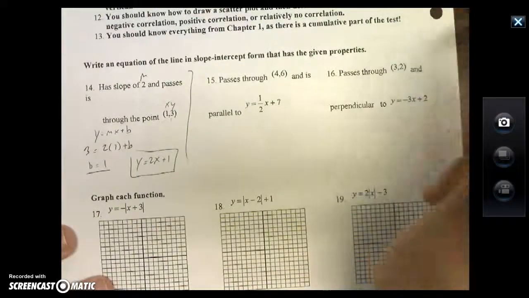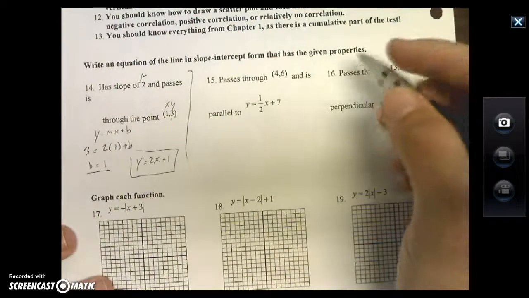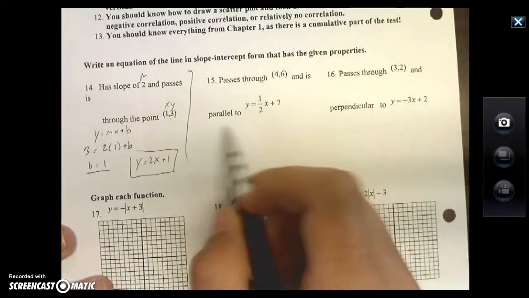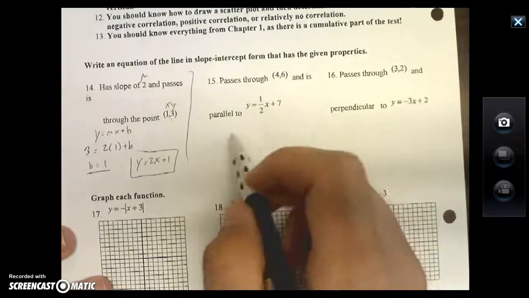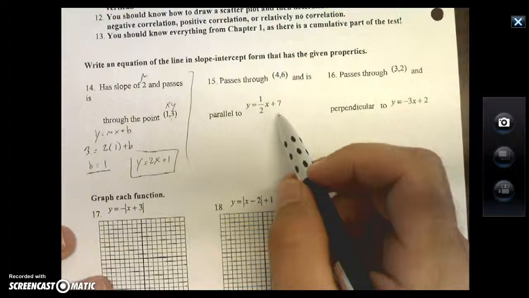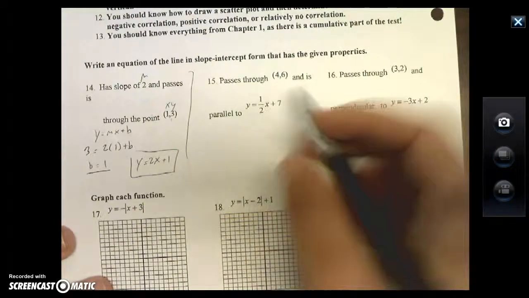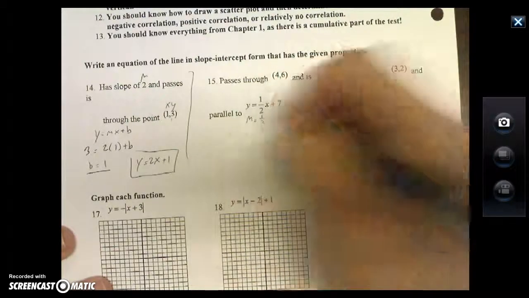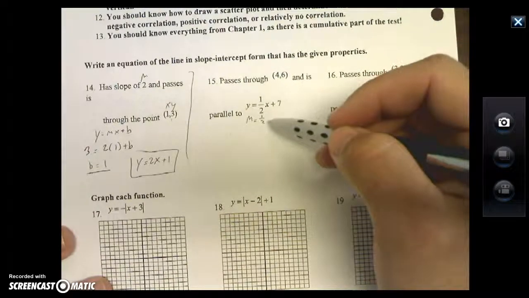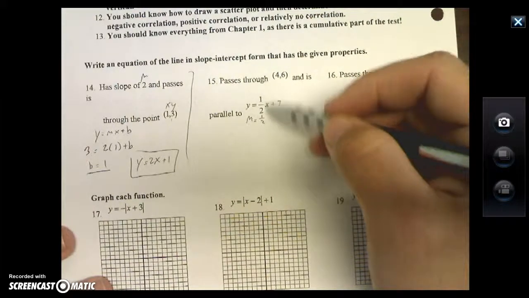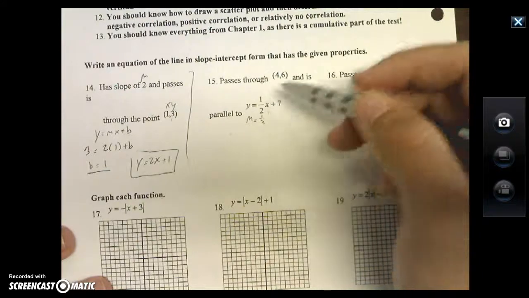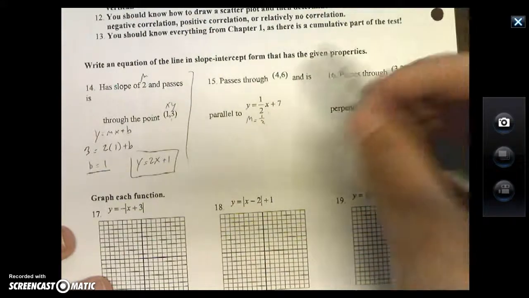15: passes through (4, 6) and is parallel to y = 1/2 x + 7. These two concepts here are really important. You learned them last year in geometry. Parallel slope. If I look at this equation or line, the slope is 1/2. Well, parallel slope is exactly the same. So our slope is 1/2. Parallel, same rate of change, real simple.